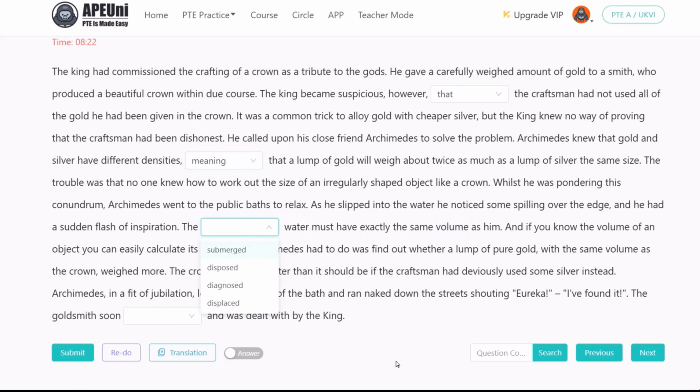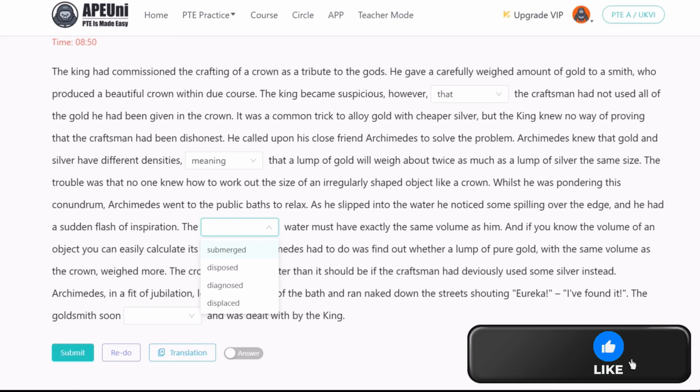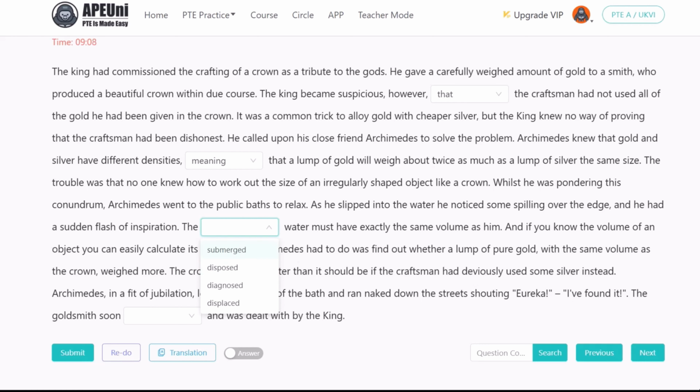Let's see what options we have here. Submerged, disposed, diagnosed, displaced. Submerged. Let's see what this means. Submerged refers to being fully underwater. He submerged himself in a pool to cool off. But it's not correct here because it doesn't describe the movement of water caused by displacement. The other one is disposed. Disposed refers to discarding or getting rid of something. She disposed of the old furniture after moving. It doesn't fit here because of the concept of water volume.